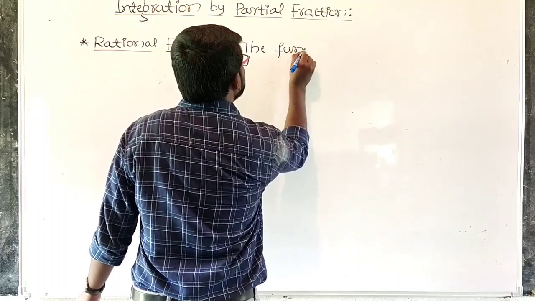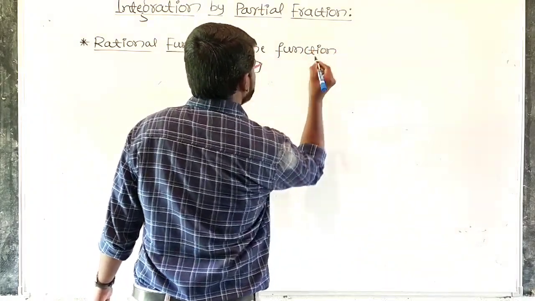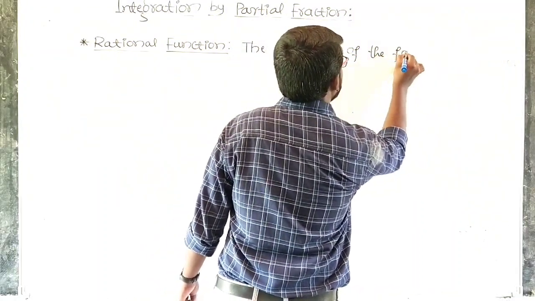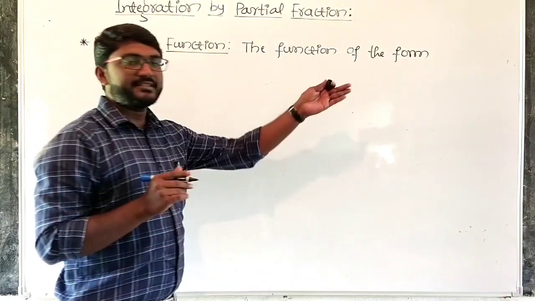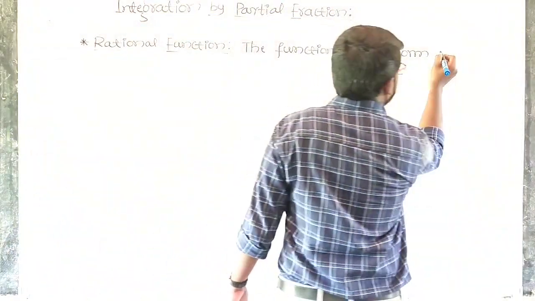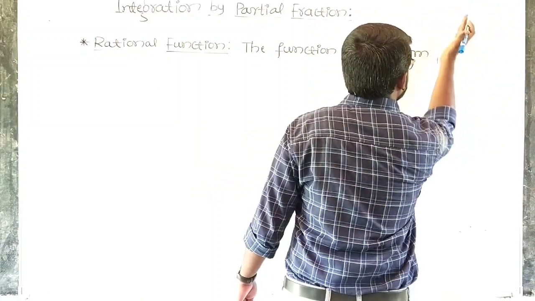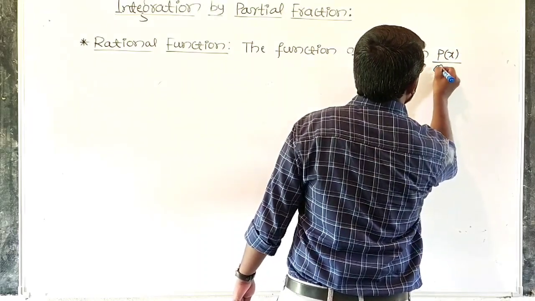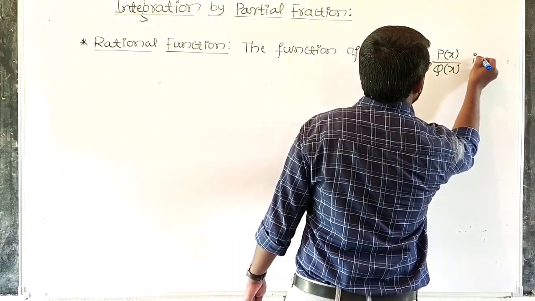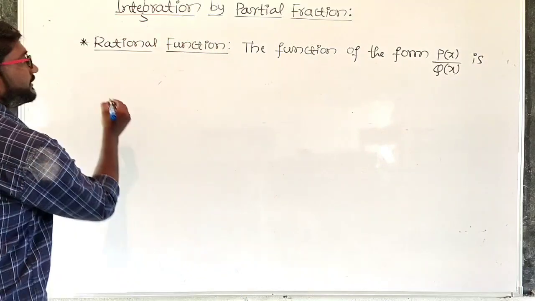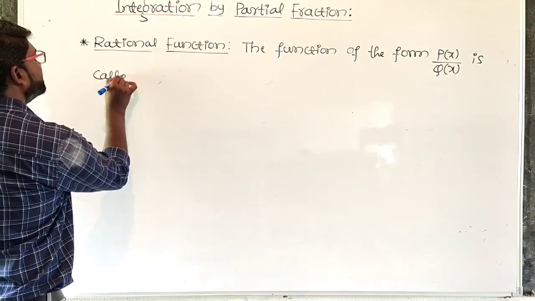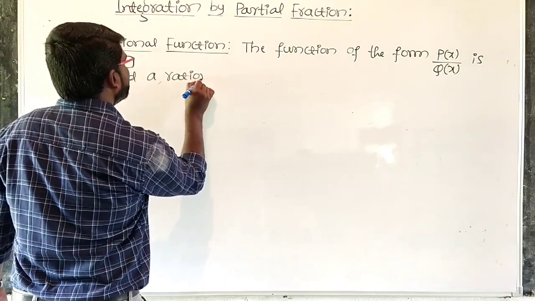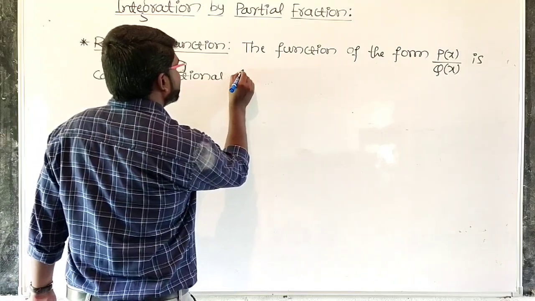The function of the form p of x divided by q of x is called a rational function.